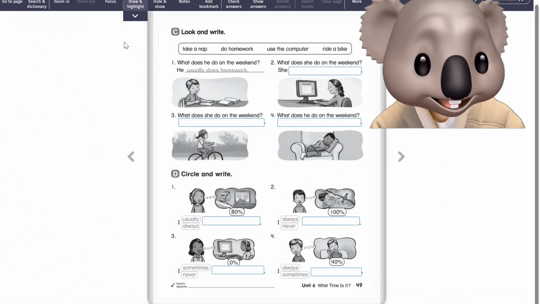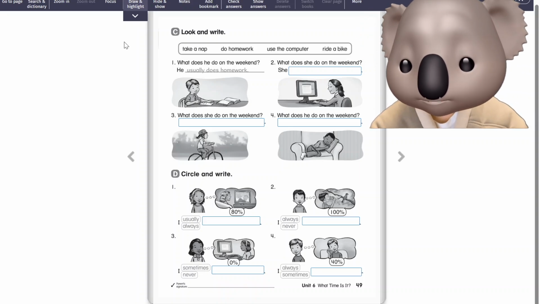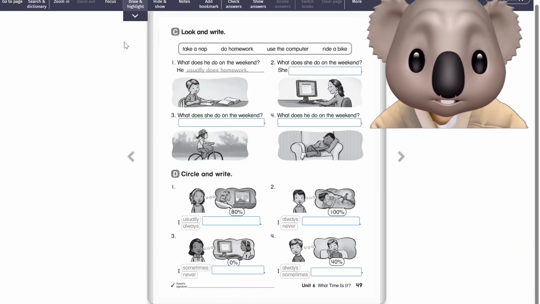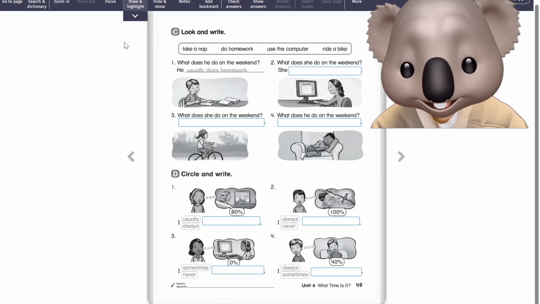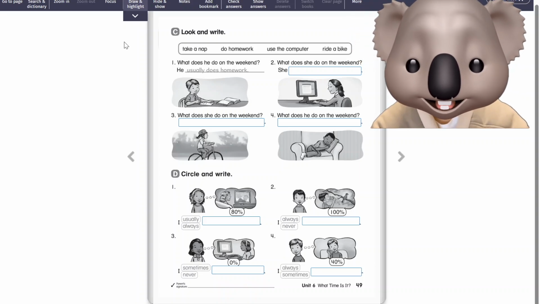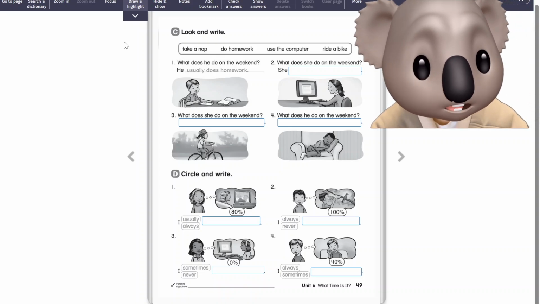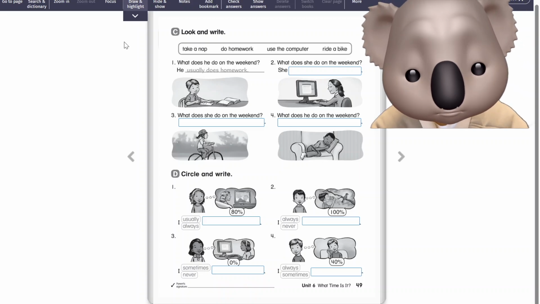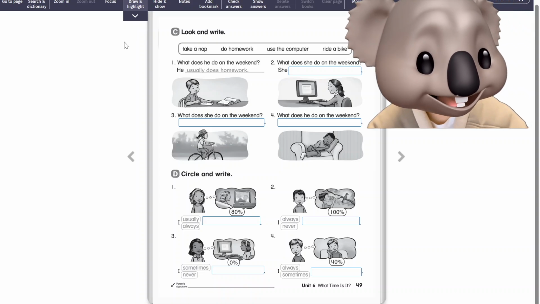On page 49 in part C, the directions say to look and write. For number 1, 2, 3, and 4, we are going to use the word usually, 주로 or 보통. In number 1, the question says, what does he do on the weekend? Then we'll answer with, he usually does homework. In number 2, the question says, what does she do on the weekend? She usually uses the computer. Very good.